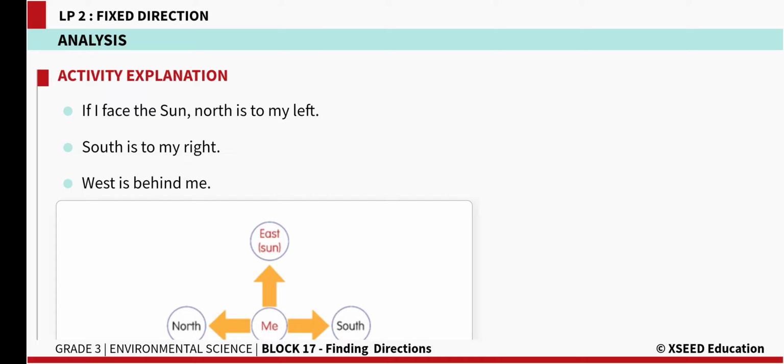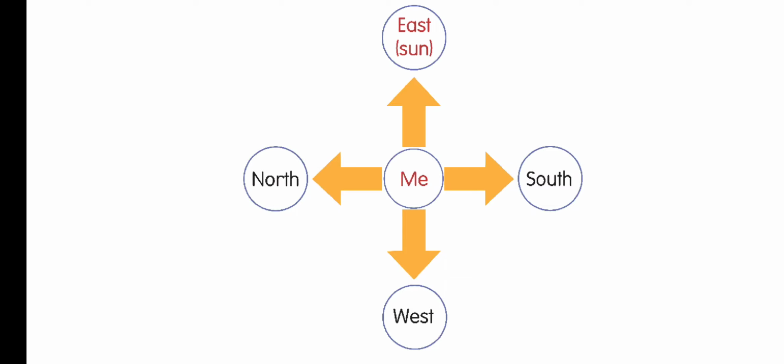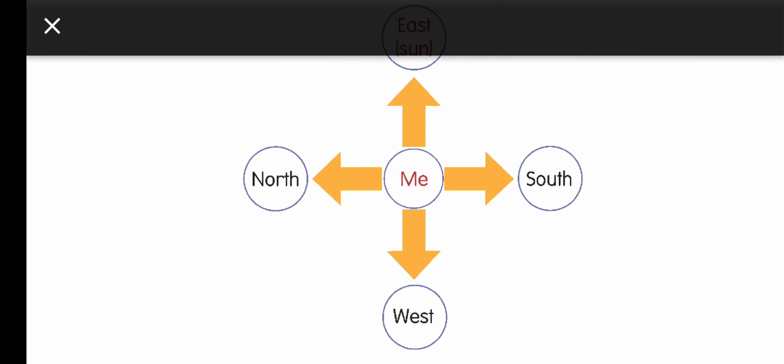See, if I am facing the sun, I am facing the east direction. Behind me, west direction. My right-hand side, south direction. My left-hand side, north direction. Again I am repeating, if I am facing the sun, I am facing the east direction, and behind me the direction is west. My right side is the south, and my left side is the north direction.